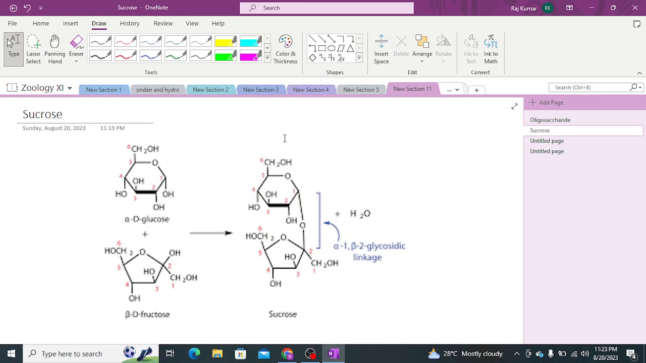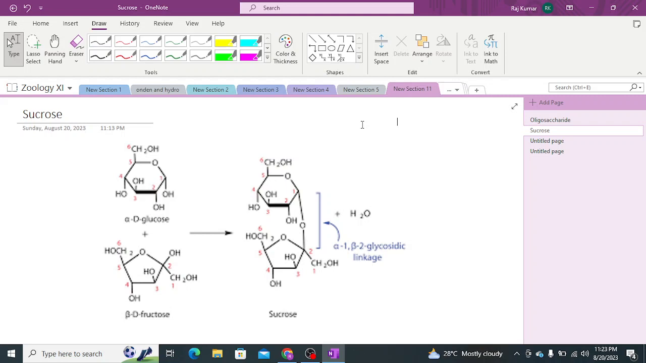So alpha D glucose and beta D fructose are combined together in such a manner that the hydroxyl group of carbon 1 of alpha D glucose reacts with the hydroxyl group of C4 of beta D fructose, which forms a glycosidic linkage. This is a condensation process in which a water molecule is liberated and a new compound is formed, known as a disaccharide.